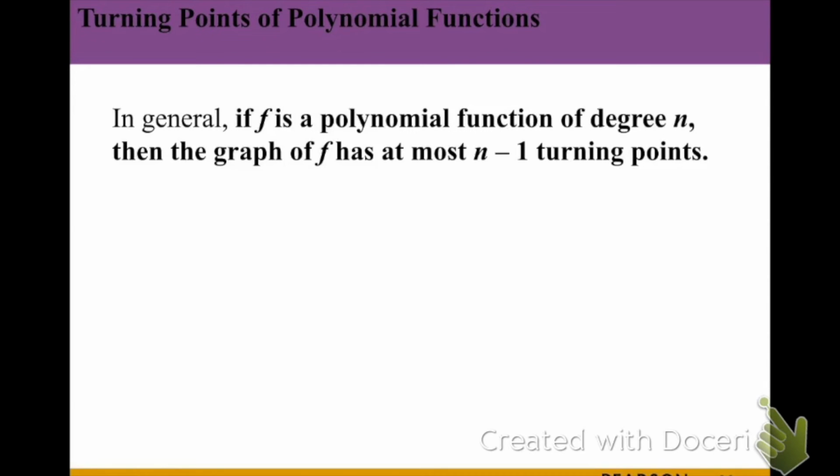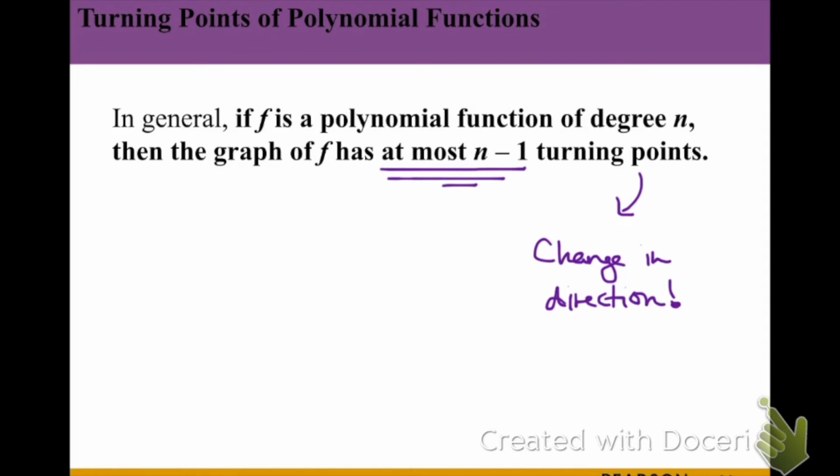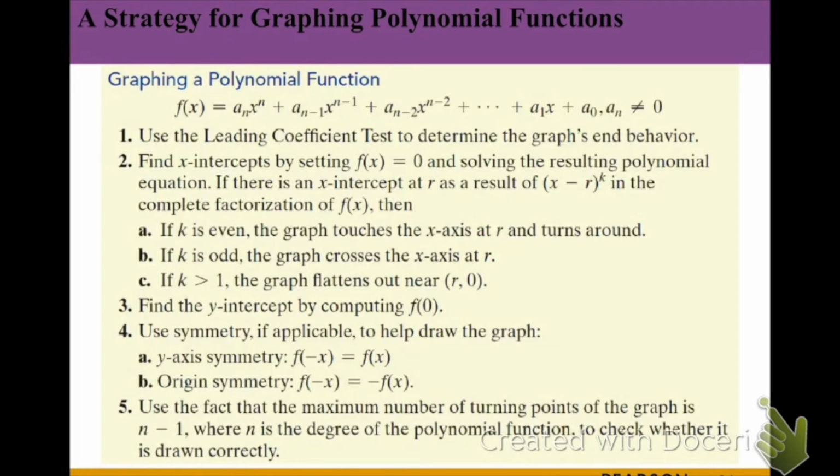One other rule that can help us with graphing polynomials is our rule for the turning points of a polynomial. In general, if f is a polynomial function of degree n, then the graph of f is going to have at most n minus 1 turning points. You can think of a turning point as a change in direction. For example, the graph of x squared is a quadratic of degree 2, so it can only have one turning point. And if we think about a parabola, it indeed only has one turning point.